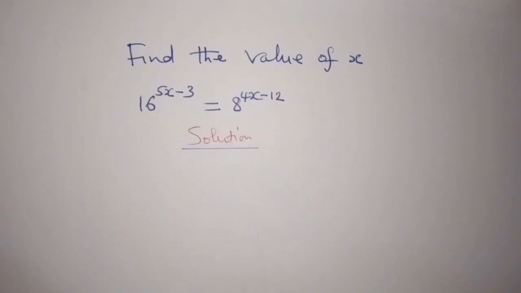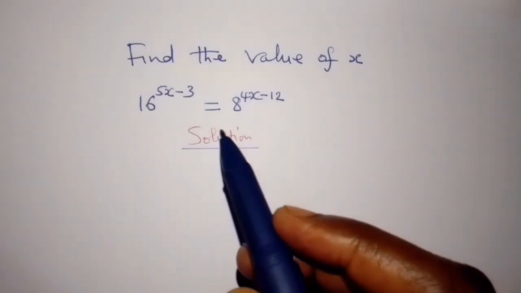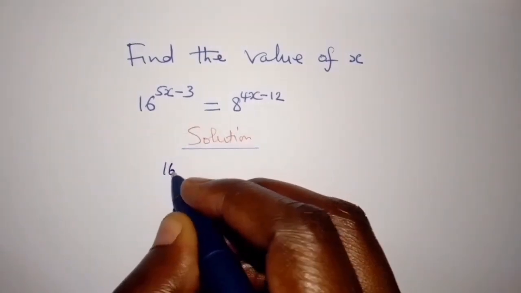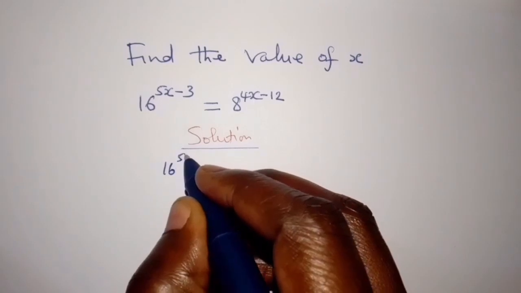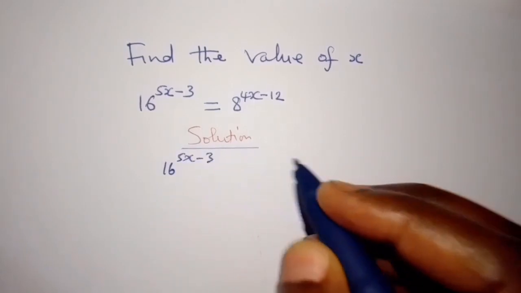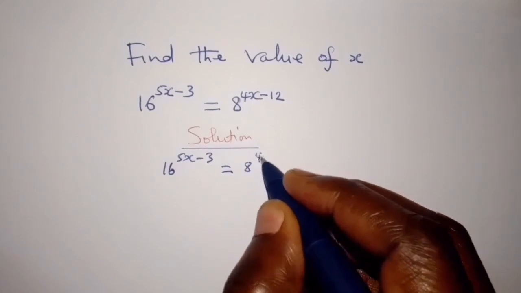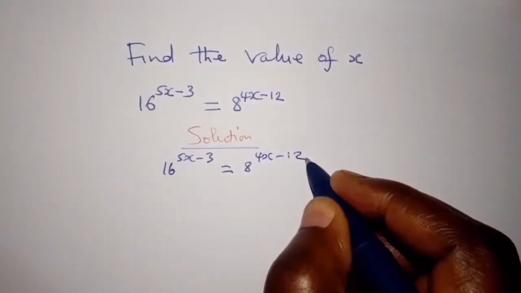Find the value of x. 16 to the power of 5x minus 3 is equal to 8 to the power of 4x minus 12. We convert this expression into common base 2. So we can say 16 to the power of 5x minus 3 is equal to 8 to the power of 4x minus 12.